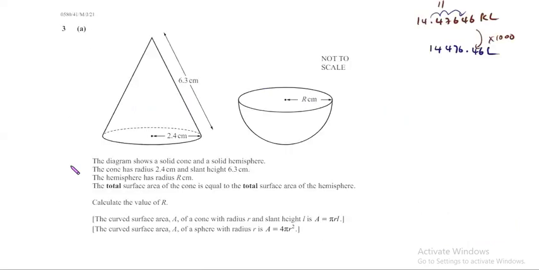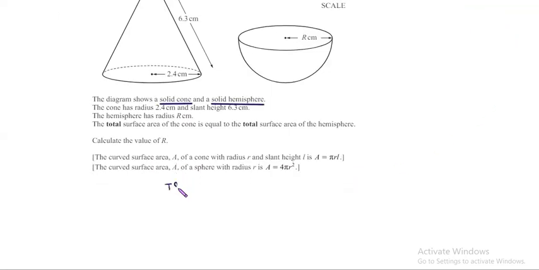The diagram shows a solid cone and a solid hemisphere. The term solid is very important. The radius of the cone and the slant height is known. The hemisphere's radius is not known, that is marked as r, but it states that the total surface area of the cone is equal to the total surface area of the hemisphere. So I can write it as total surface area of the cone is equal to the total surface area of the hemisphere. Now the question is for us to calculate what r is.